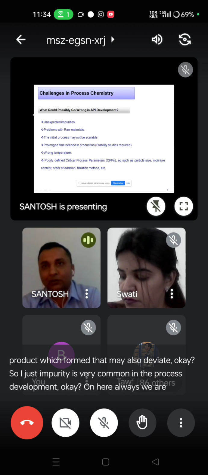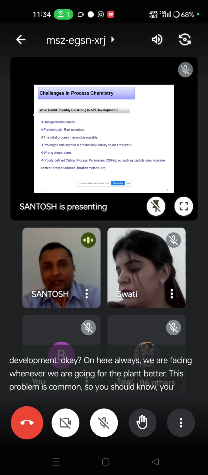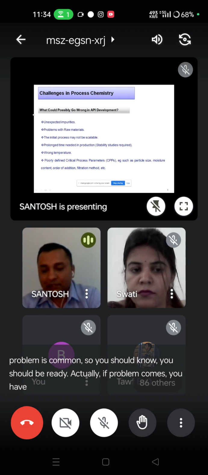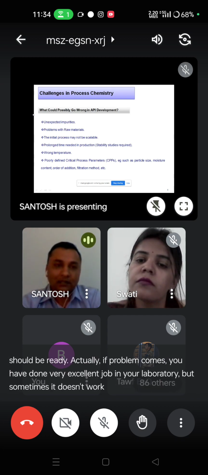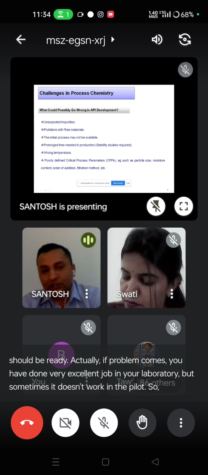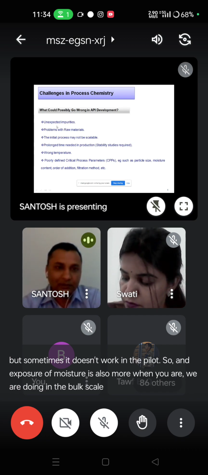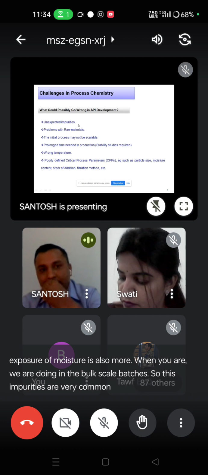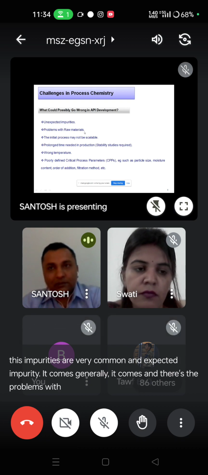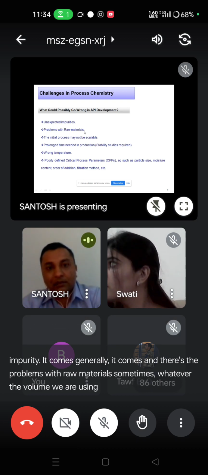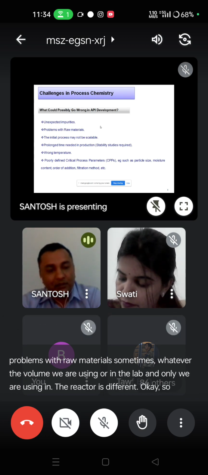Always we are facing this problem whenever we are going for the plant batches. So you should be ready actually. You have done a very excellent job in your laboratory, but sometimes it doesn't work in the pilot plant. And exposure to moisture is also more when we are doing bulk scale batches. So these unexpected impurities generally come. And then the problems with raw materials. Sometimes the volume you are using in the lab and the volume you are using in the reactor are different, so sometimes solubility issues also come.